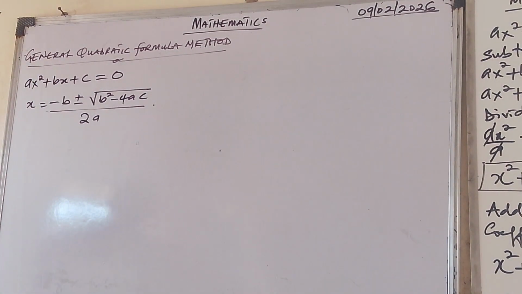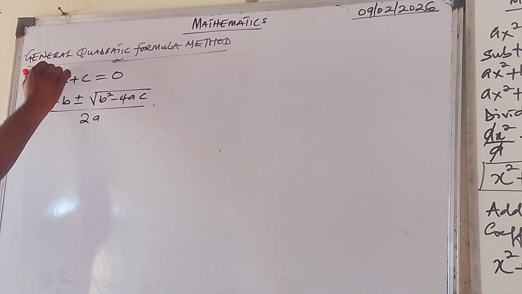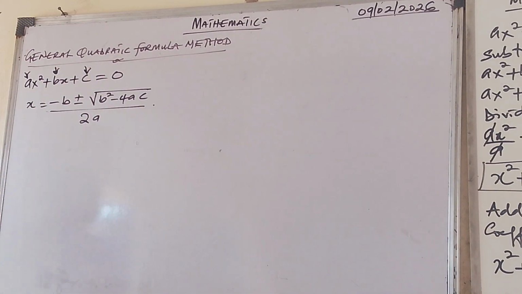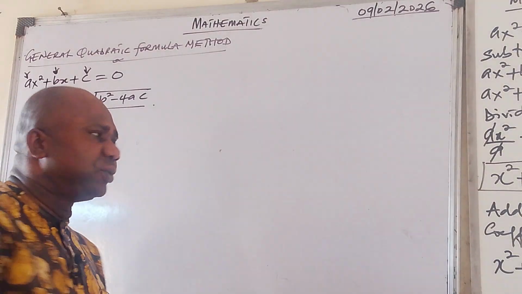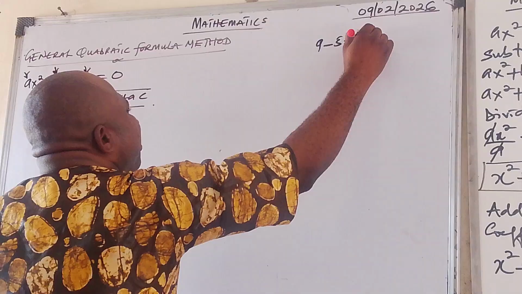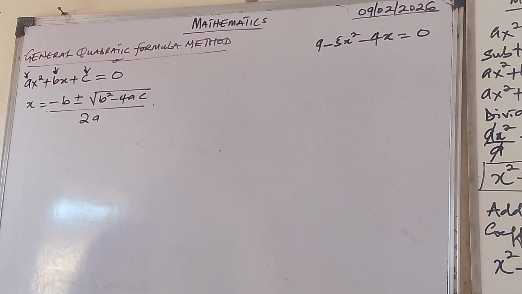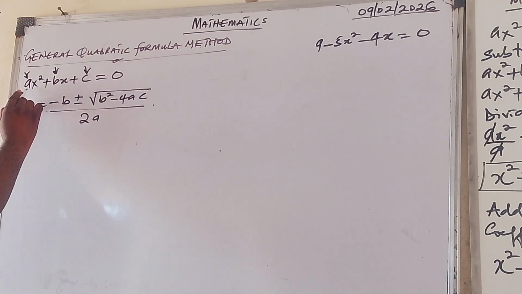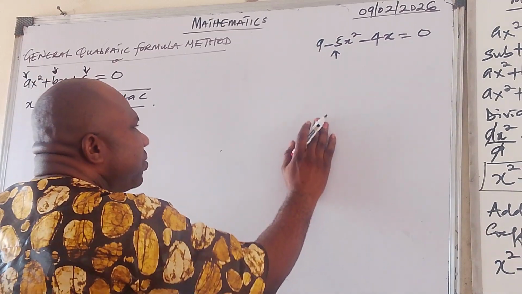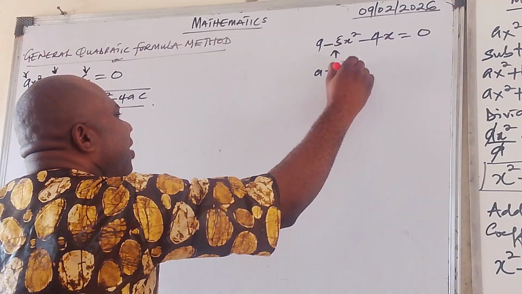I remember we defined a, b, and c. We said a is the coefficient of x squared, b is the coefficient of x, and c is the constant term. So if you have a quadratic equation of this form, 9 minus 5x squared minus 4x is equal to 0, look at the position of a. a is attached to x squared, and what is attached to x squared here is minus 5. So our a here is minus 5.